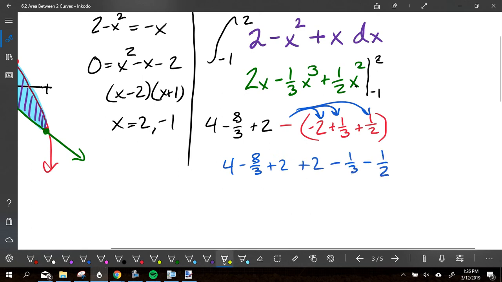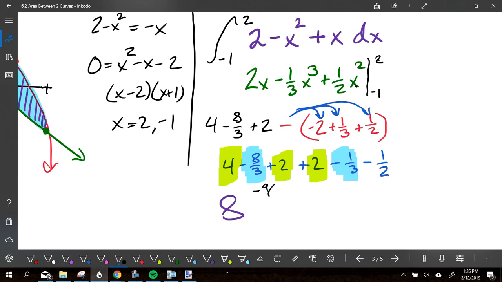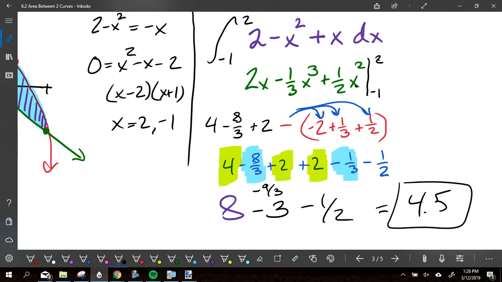To do this, the easiest way to do it is to combine all the numbers first. So 4, 2, and 2. What's that get me? 8. Then I'm going to combine all the things with thirds in them. Minus 8 thirds minus another third. That gets you minus 9 thirds, or in other words, it's minus 3, and then minus a half. 8 minus 3 is 5, minus another half is 4.5. There's my answer.